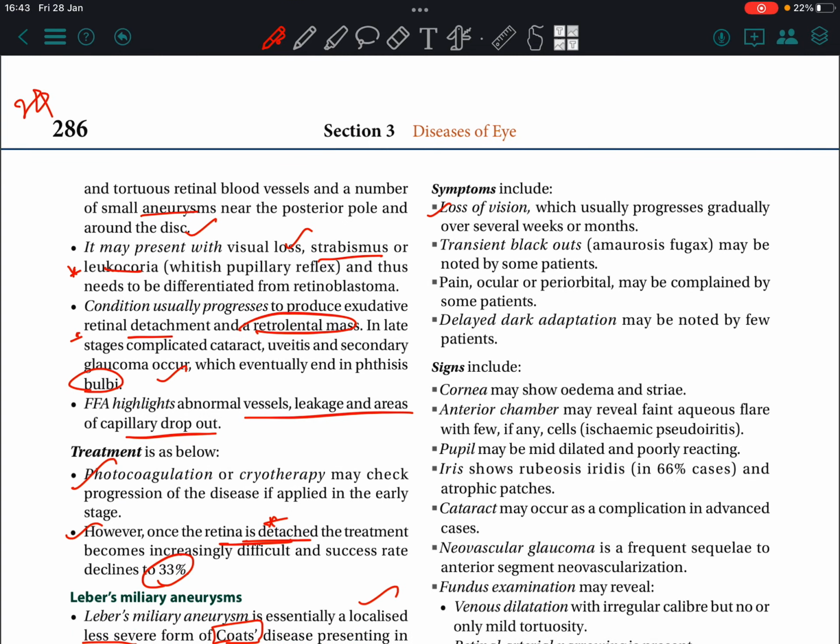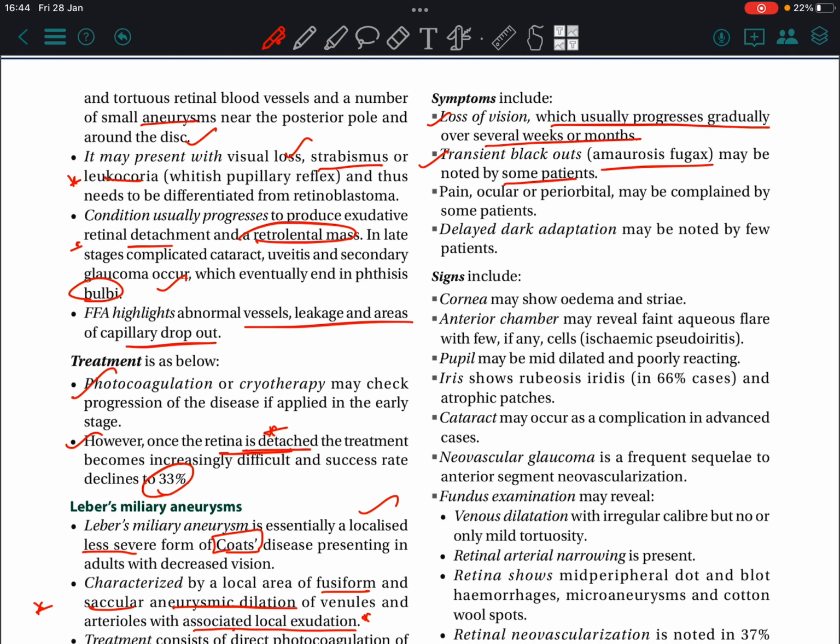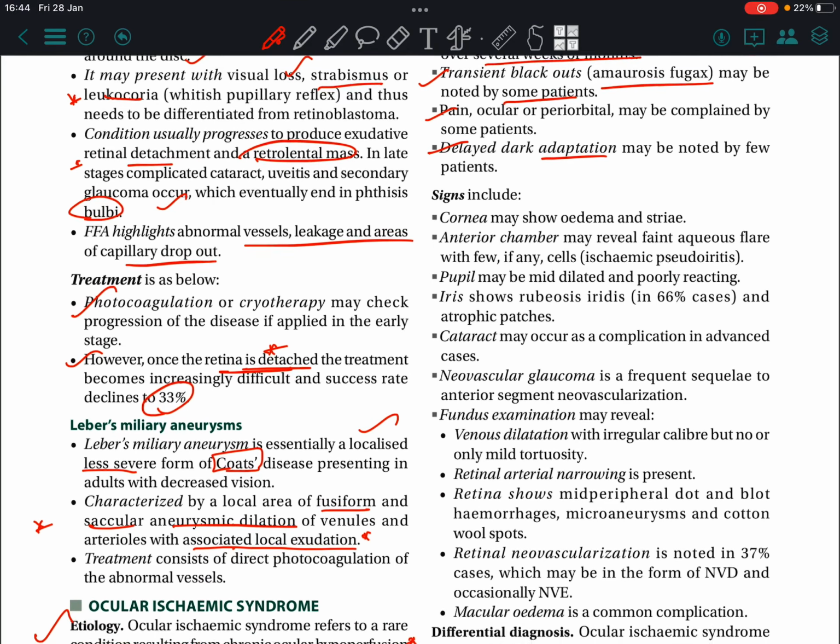Symptoms include loss of vision, which usually progresses gradually over several weeks or months. Transient blackouts, amaurosis fugax, may be noted by some patients. Pain, ocular or periorbital, may be complained of by some patients. Delayed dark adaptation may be noted by few patients.